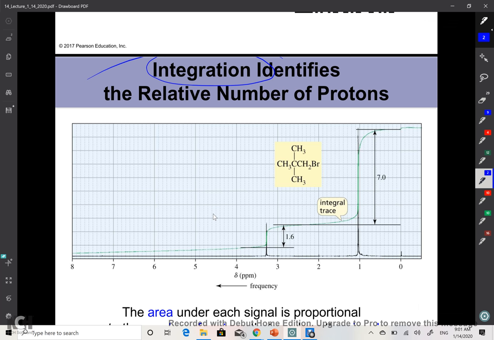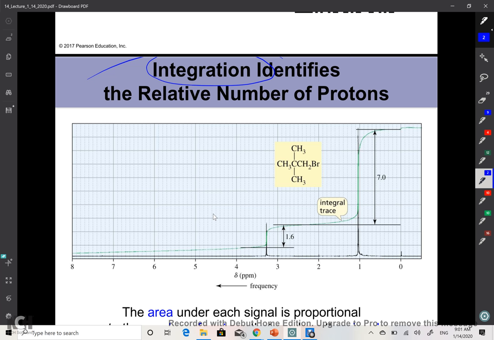Does that make sense? That's what the integral is. So this is the second property that we are looking at in a spectrum. The first thing was the environment, the relative position. Now we are looking at the height of the signal. The height of the signal is proportional to the number of hydrogens that generate the signal, and we refer to that as the integration.